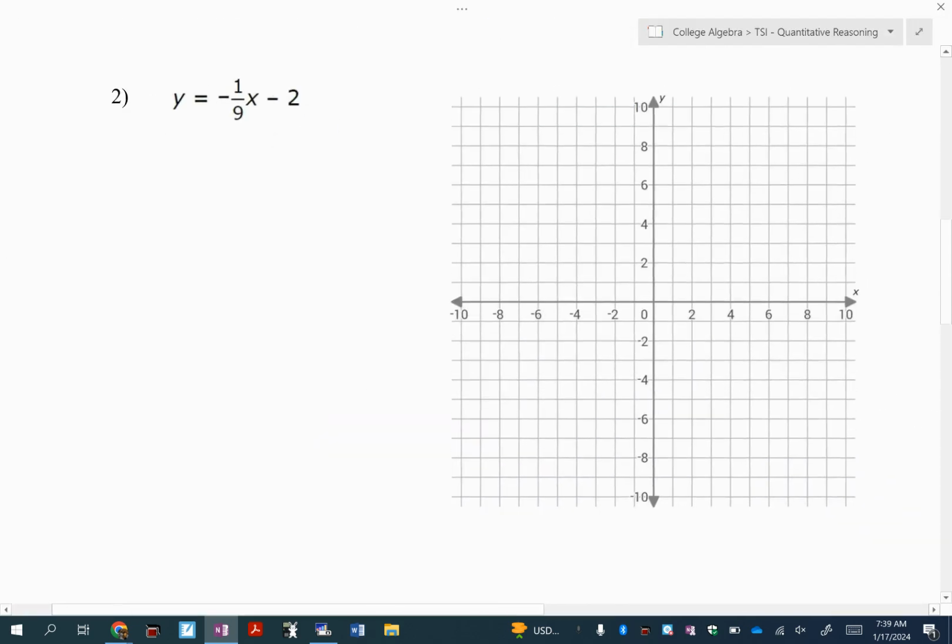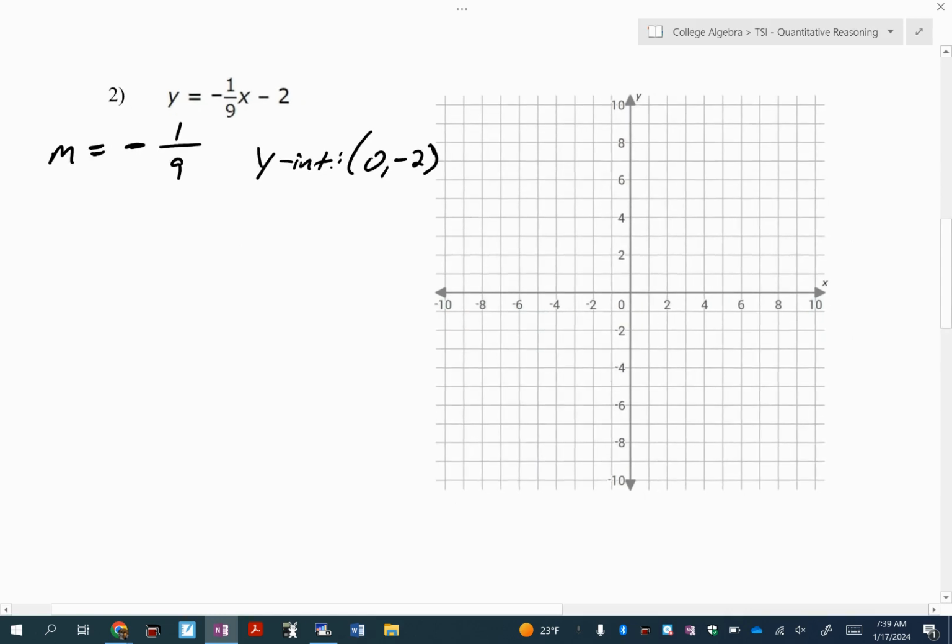Okay, let's see. Luke, what's our slope in number 2? Close. Very good. -1/9. All right, and Donovan, what's our y-intercept? Excellent. All right, so I'm going to plot the y-intercept, which Donovan said -2. So on the y-axis, go to -2.